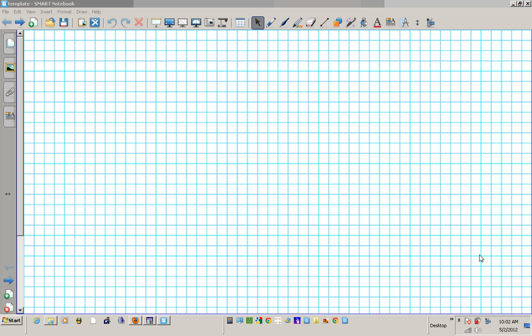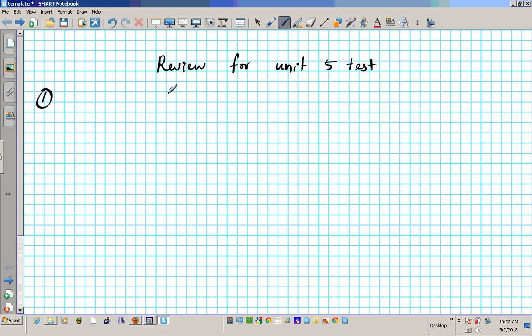Okay, students, in this group we're going to be getting ready for the Unit 4 and Unit 5 tests. The title of this lesson is Review for Unit 5 Test. Let's do the first question, question number 1. This matches with number 1 on your packet. We are asked to find the first 5 terms of the sequence a sub n equals n minus 6.